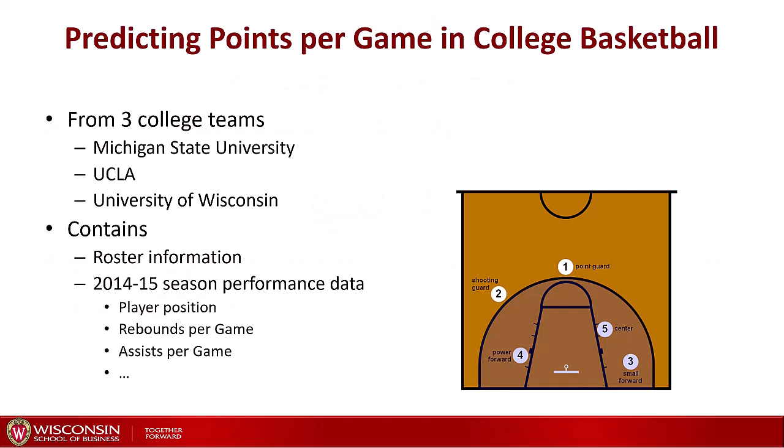We are now going to cover various examples, and for that we are going to use a dataset about college basketball. Our goal will be to predict the average number of points per game. For that, we have data from 3 college teams, Michigan State, UCLA, and the University of Wisconsin. The dataset has a lot of variables, including the player position, the number of rebounds per game, the number of assists per game, and some other variables that we'll talk about later.